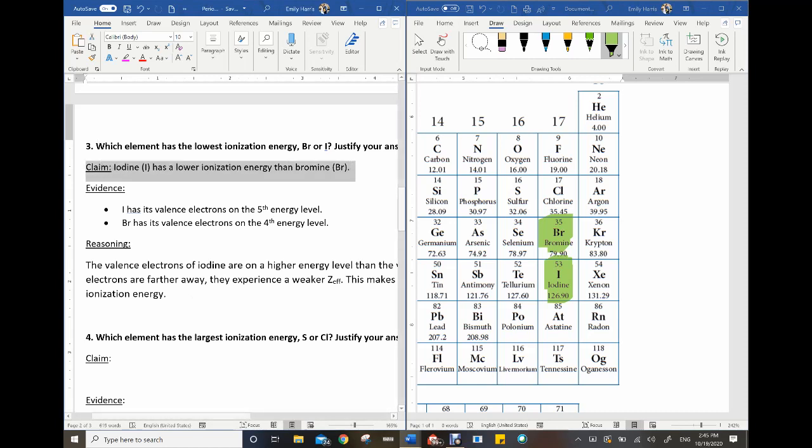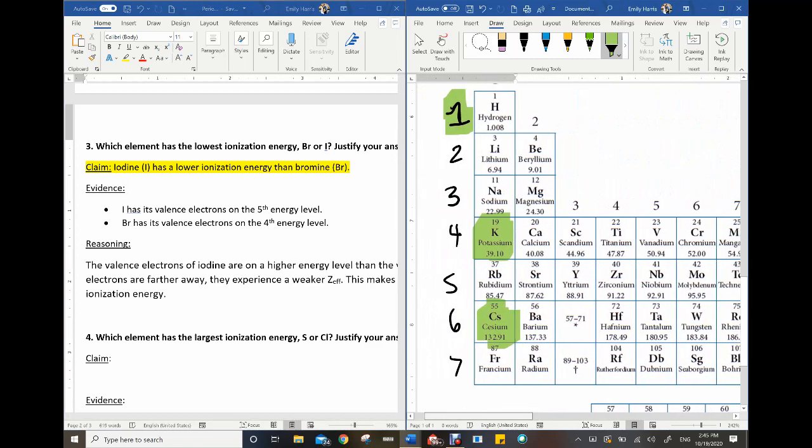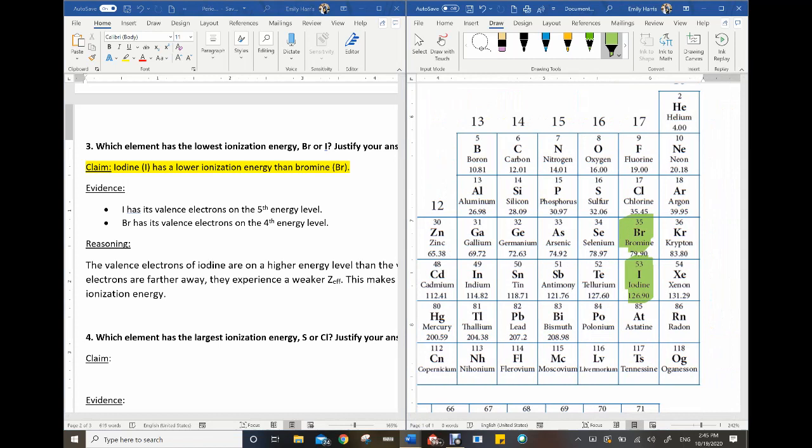So this results in iodine having a lower ionization energy than bromine. These elements are in the same group, which means that for our evidence, a group requires that we get specific about energy levels. So if we look at our numbering out to the side of our periodic table, we see that bromine is in the 4th row and iodine is in the 5th row. So we'll be specific and say that iodine has its valence electrons on the 5th energy level and bromine has its valence electrons on the 4th energy level.